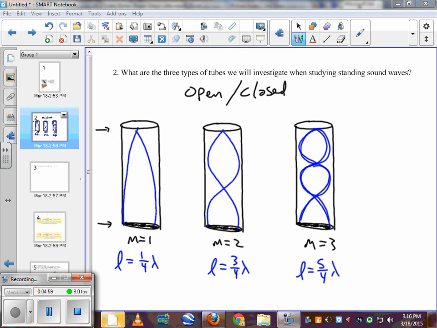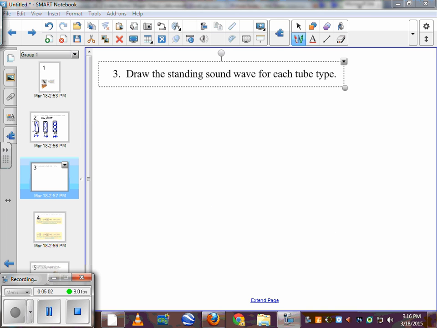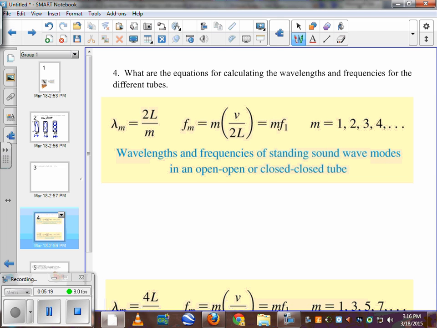Number 3 says draw the standing wave for each tube type. I've done that up above in number 2, but you can draw those in the number 3 spot. For the fourth section, we're going to look at the equations. What are the equations for calculating the wavelengths and frequencies for the different tubes? If you look at open or closed tubes, as well as strings fixed at both ends, you'll use the above equations.